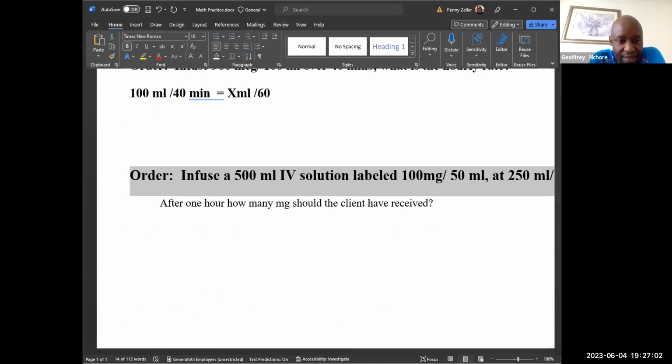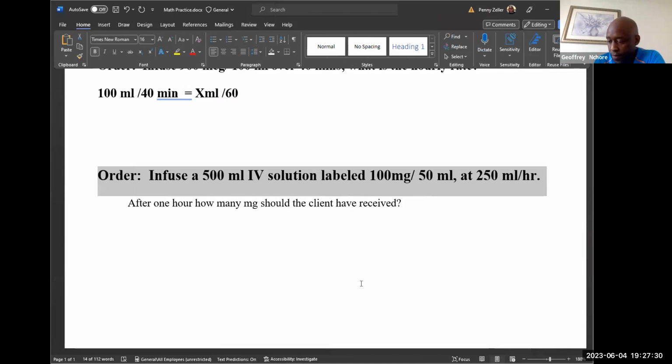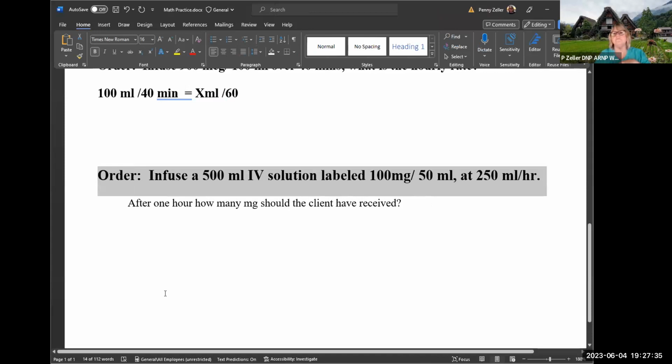Okay, all right, 500 mL. Now, we have a solution that has 500 mLs in it. And it's labeled that there's 100 milligrams of this drug for every 50 mL. Even though the solution contains 500 mLs, it's labeled 250. We know that there's 100 milligrams in every 50 mL.